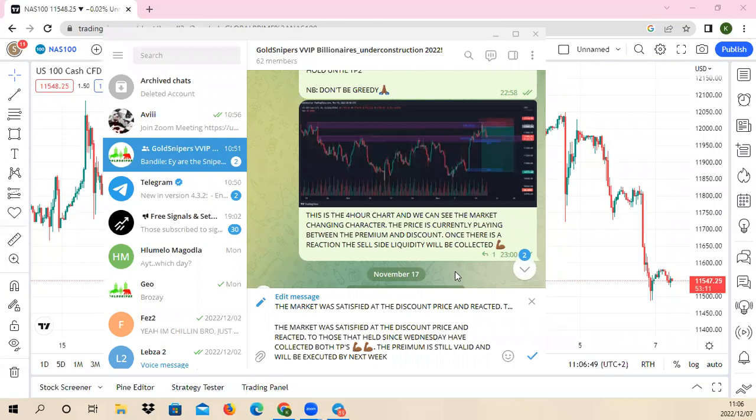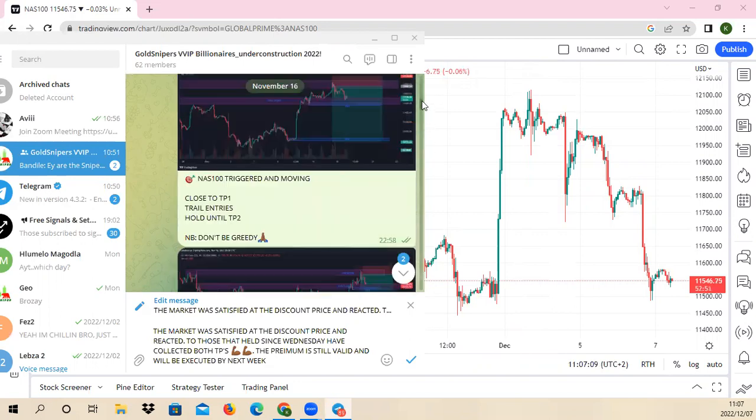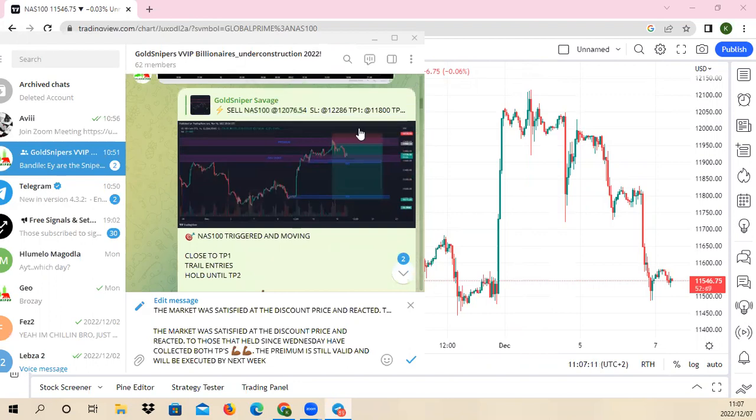So as you can see, that's where the market was. If I shift it a bit to the side, this is basically where the market was. See that? This was where the market was when the signal was released, because it was released before that. Yeah, so it was released around there. Then it started just trailing down.